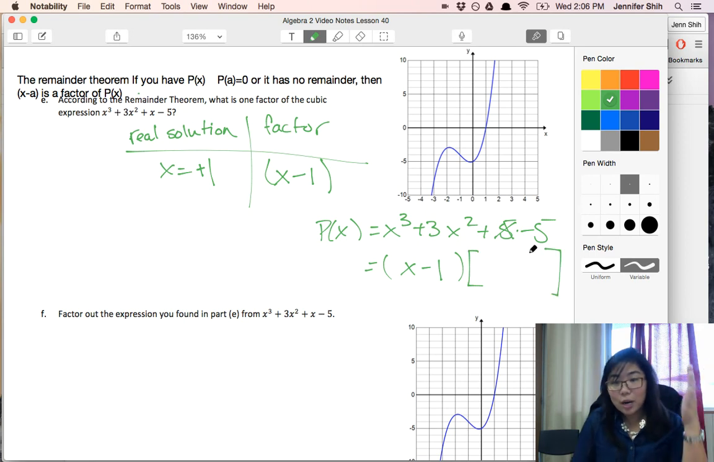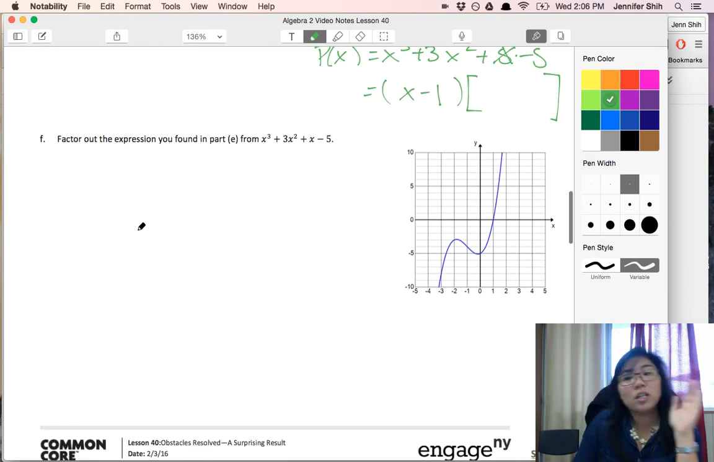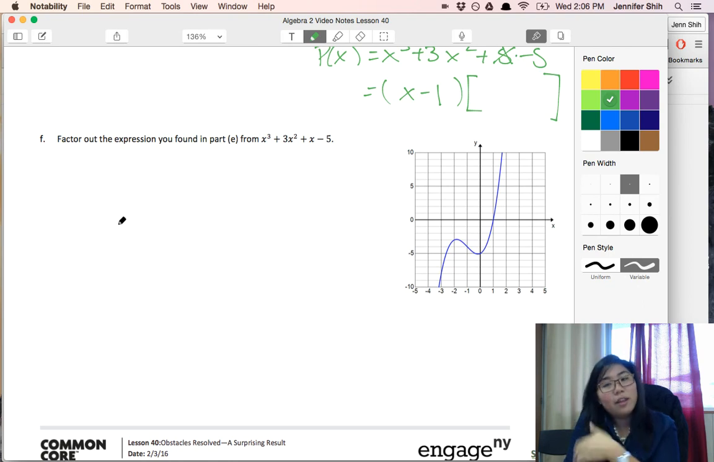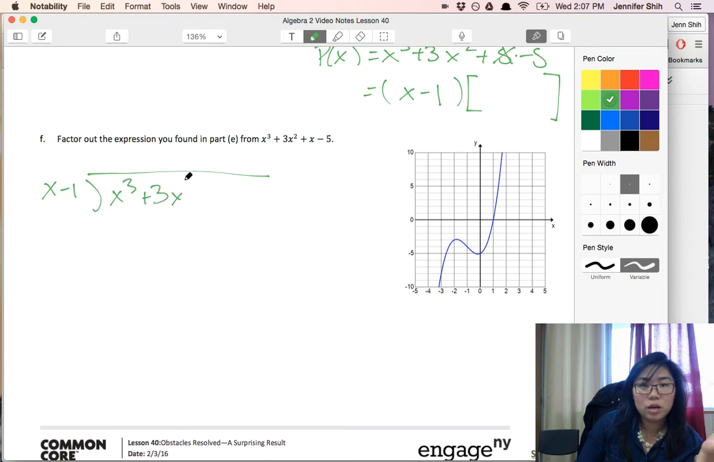How would we find out what's left over? Well, we're going to factor x minus 1 from the original expression. So I'm going to do long division in this example, and then in my next video, I'll do box method. So if you prefer box method, then start setting up your box now. But if you're doing long division, you can work with me. X cubed plus 3x squared plus x, minus 5. All right. Long division, we need to find what times x will give us x cubed.